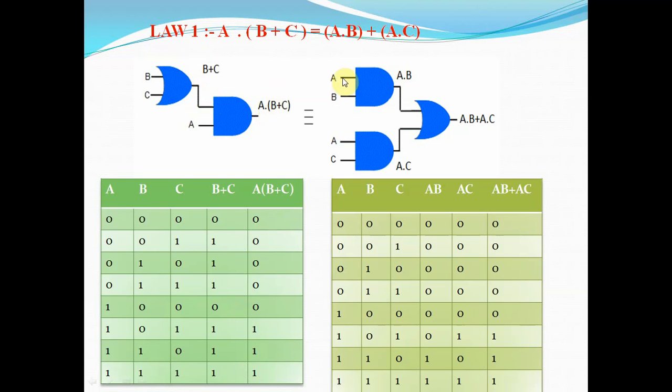And for the LHS, in the logic diagram we use an AND gate for A into B, which produces the result AB. For the second term we again use an AND gate with the inputs A, C, and the output of this AND gate is A into C. Both terms are ORed together, so we are getting AB plus AC. If you observe carefully, the output of the first and the output of the second remain unchanged, which is shown in the truth tables.